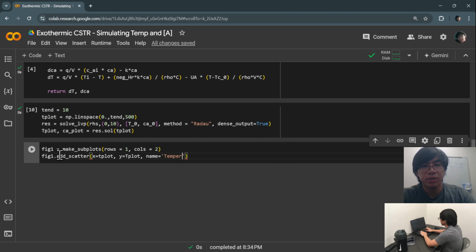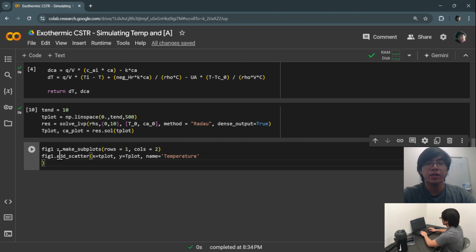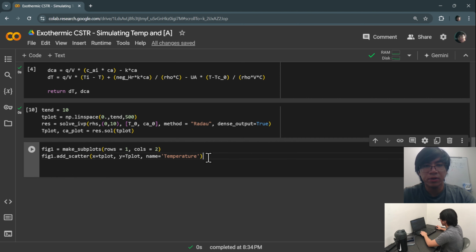I'll call this temperature, and go ahead and copy this down. And then all we're changing here is CA plot, and we'll call this the concentration of A. Let's just call it this. So what else do we have? I think that's it. I think I might want to update the layout.